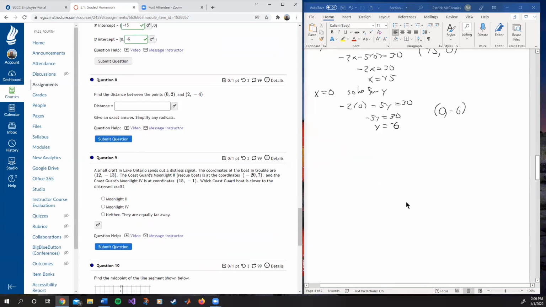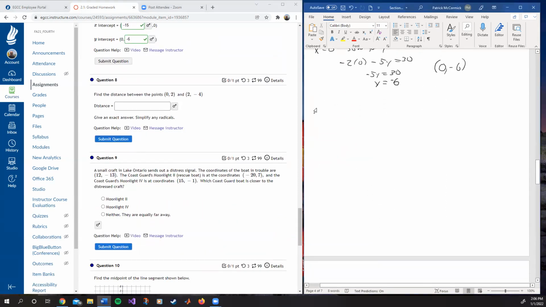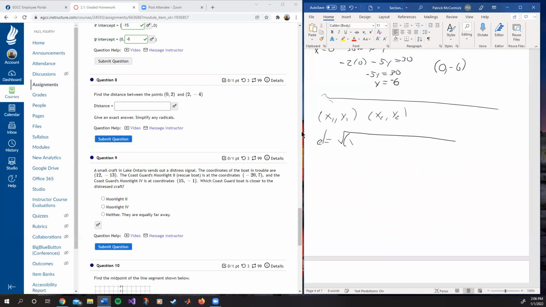All right, now we've got one a little bit more exciting here: the distance between 2 points. Remember, I'm going to draw a little line over here to separate this. Our distance formula, right? Given 2 points, x1, y1, and x2, y2, the distance between them, D, is the square root. This is a big ugly formula: x2 minus x1 squared plus y2 minus y1 squared.